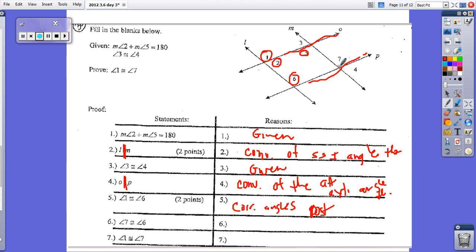Then 7 and 6 are congruent. So let's see, 7 and 6, use these as your lines. Well, we've already proven L and M are parallel. 6 and 7 are also corresponding angles. So again, that's the corresponding angles postulate.